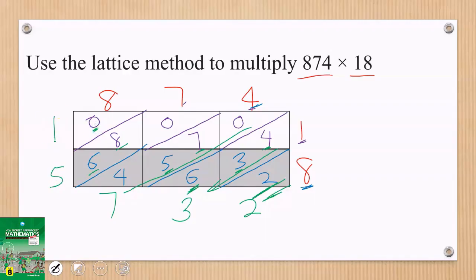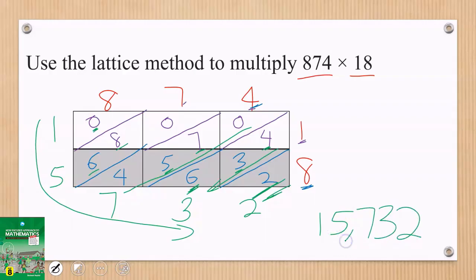And so we only collect the green numbers. We collect them like this, in this direction. So we are going to collect them as 1, 5, 7, 3, 2. And so the answer becomes 15,732 to be the product of 874 times 18. This is how we use the lattice approach in doing multiplication.